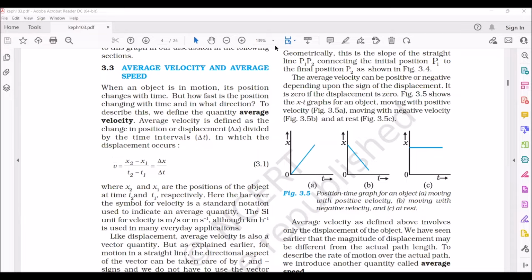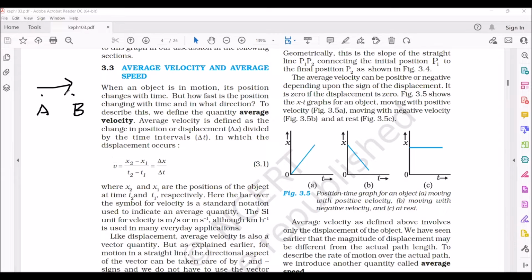Now we are discussing average velocity and average speed. We already discussed what distance and displacement are. When an object is in motion, moving from point A to point B, its position changes with respect to time. But the question is how fast the position is changing with respect to time, and in what direction the position is changing.